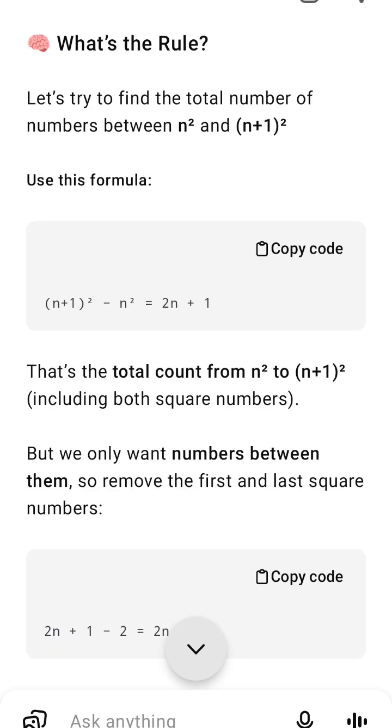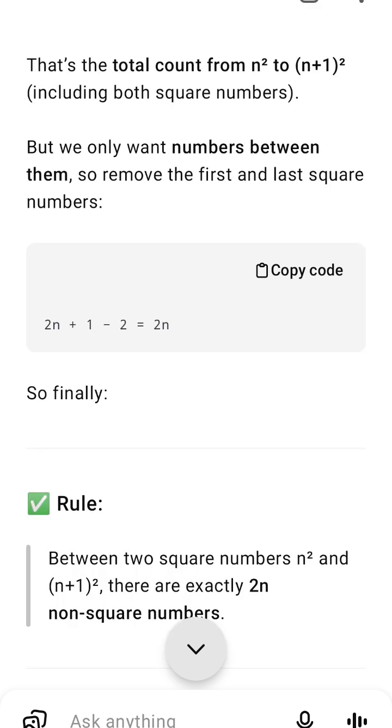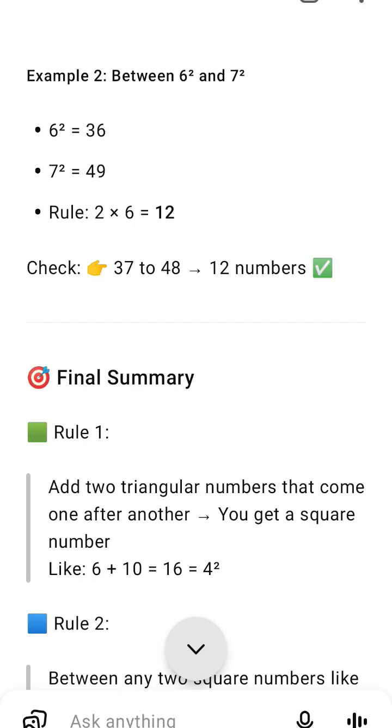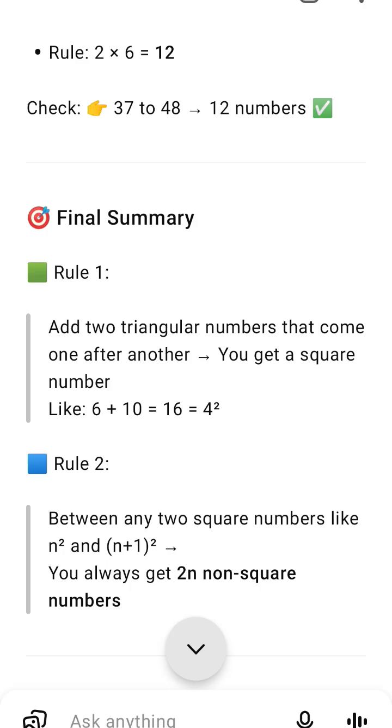Let's try it with examples. First triangular number equals 1. Second triangular number equals 3. Add them. So 1 plus 3 equals 4. 4 is a square number. 2 times 2 equals 4, or 2 squared equals 4. Example 2. Second triangular number equals 3. Third triangular number equals 6. Add them: 3 plus 6 equals 9. 9 is a square number. 3 times 3 equals 9, or 3 squared equals 9.